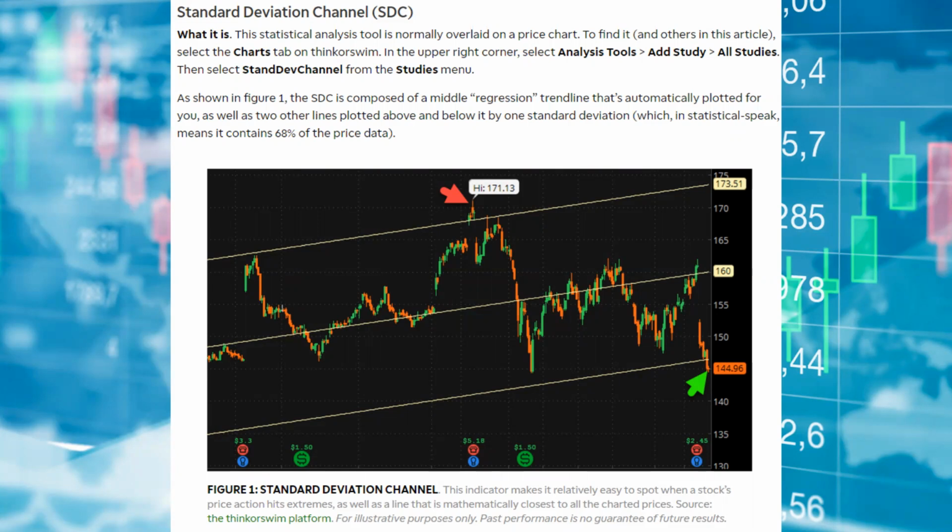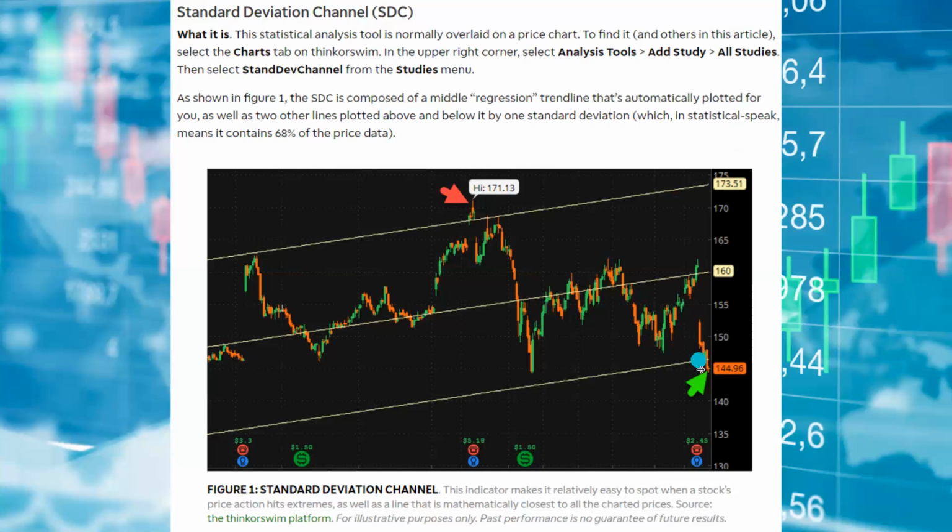Standard deviations are something that a lot of people look at. Institutional traders, institutional analysts, market makers, hedge fund managers are going over one standard deviation, two standard deviations, and so on. This indicator makes it relatively easy to spot when a stock's price action hits extremes, as well as a line that is mathematically closest to all the charted prices.